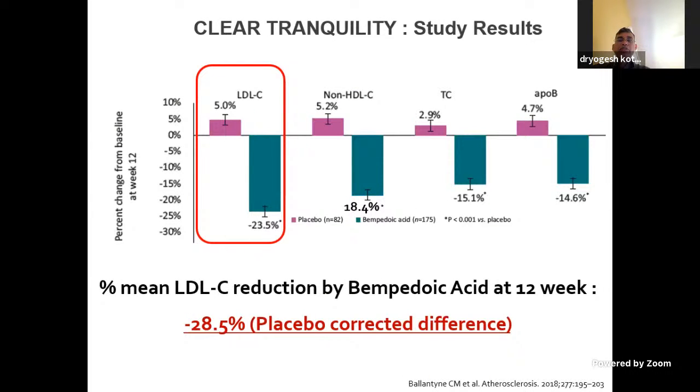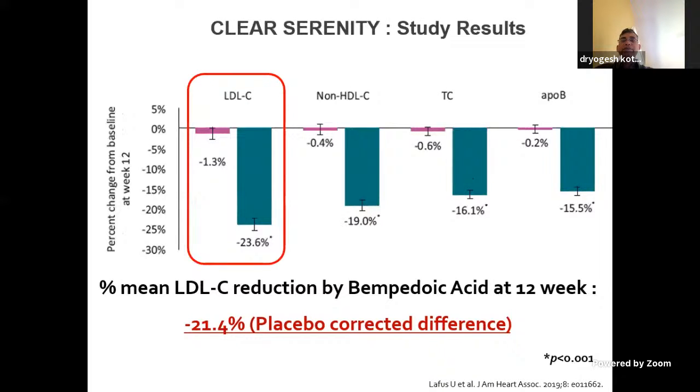So there's a 23.5% reduction in LDL cholesterol, which again translates into reduction in the non-HDL, total, and ApoB. And percentage mean of LDL cholesterol reduction by bempedoic acid at 12 weeks was almost 28% compared to placebo. So if you look at the placebo corrected, so 23 plus 5, 28% reduction in the bempedoic acid group. Next slide.